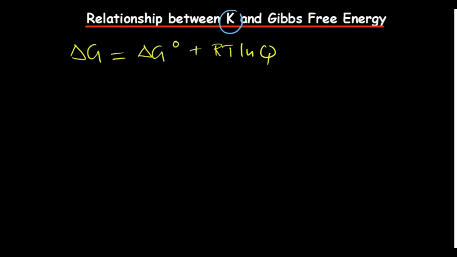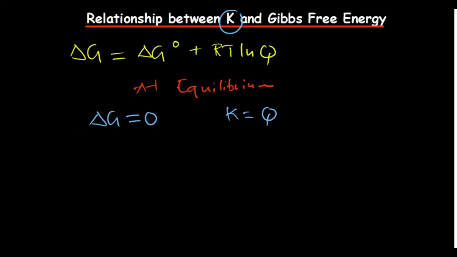We know that at equilibrium, very important, the non-standard Gibbs free energy is equal to 0. That's very important for you to know. And then the value of Q becomes K. The difference between Q and K is as follows. The value of K is the reaction constant at equilibrium. Q itself is at any point in the reaction.